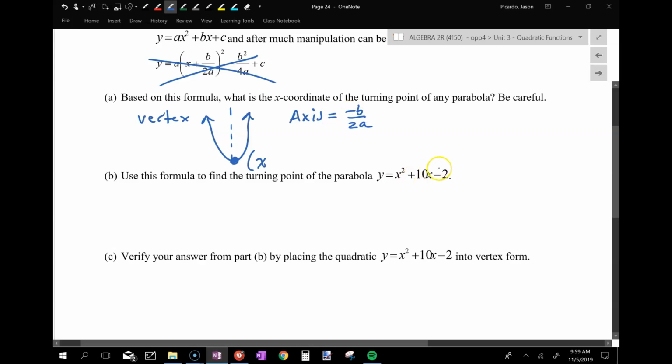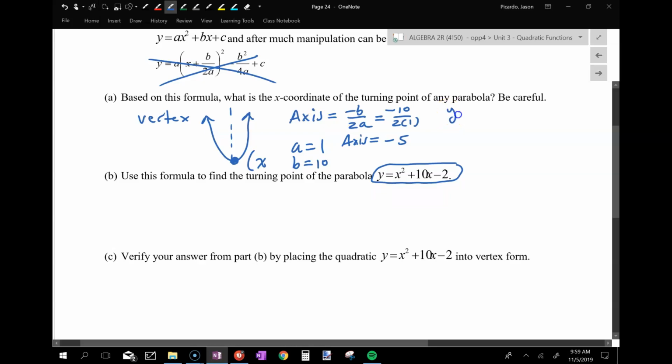So in this example, what's my a value? 1. What's my b value? 10. So if I asked you guys to find the axis of symmetry, it would be negative 10 over 2 times 1, which is what? Negative 5. So you know the axis of symmetry is at negative 5, right? How do you get the other value? Plug it into what? Plug it into this, right? Because I want the y value where x equals -5.